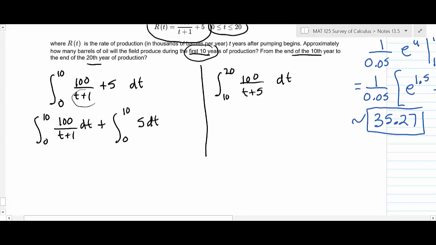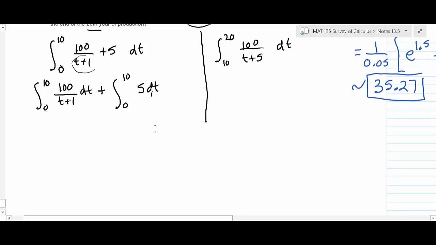Now, the integral of 5 dt you can do. This one right here, you could actually do without U substitution. Let me show you why. What if you had this instead? What if you just had 1 over t dt? Then what is the antiderivative there?